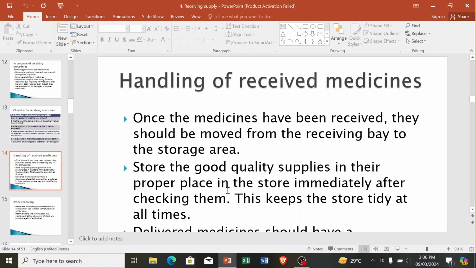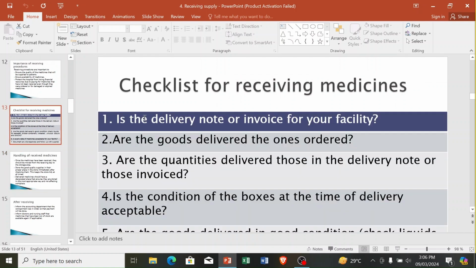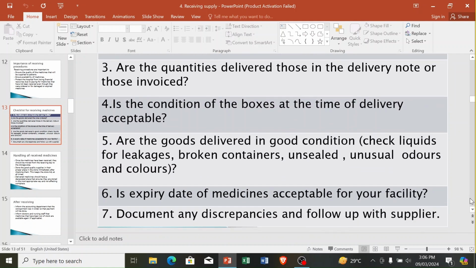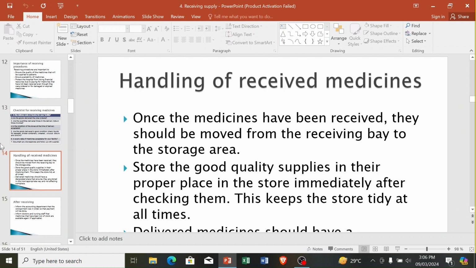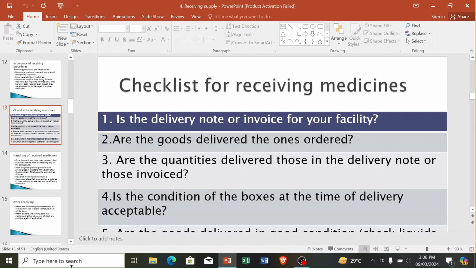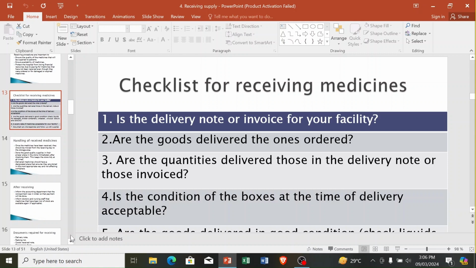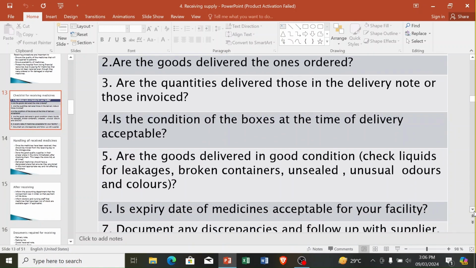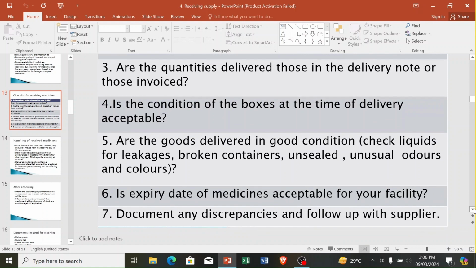Okay, is expiry long? Is expiry date of the medicine acceptable for your facility? If it is acceptable, we can retain it. And then we have documents any discrepancies and then follow up for the supplies. That is the end.